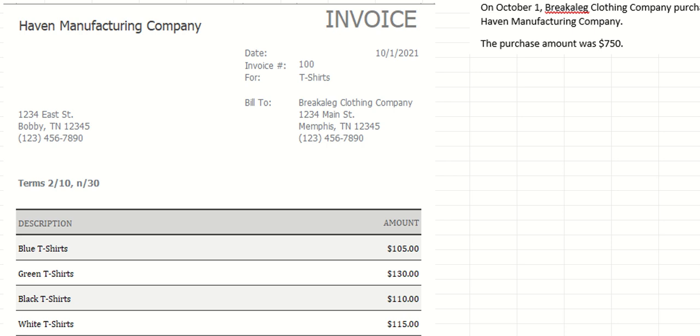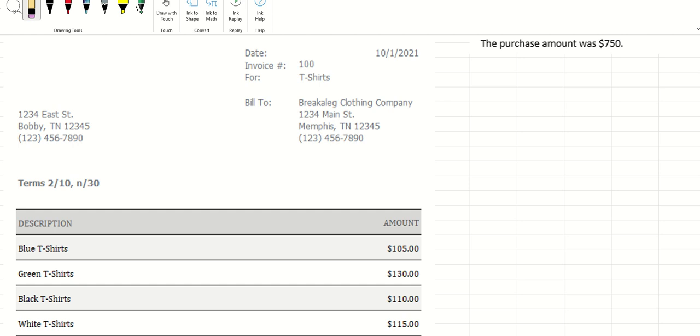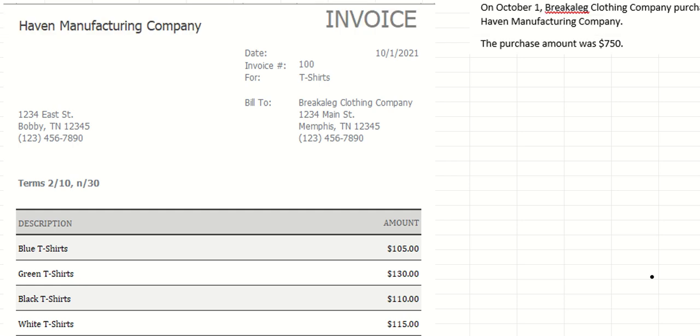Let me actually make it a point that that is the seller. Okay, so Haven Manufacturing Company is the seller. And right below the name Haven Manufacturing Company is their contact information. And on the right hand side, yes, we know it's an invoice.